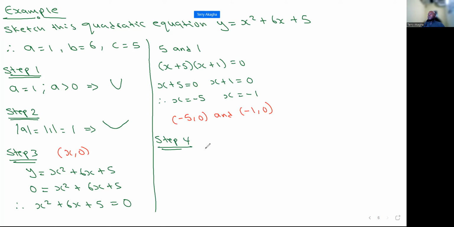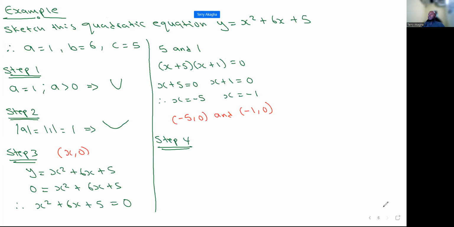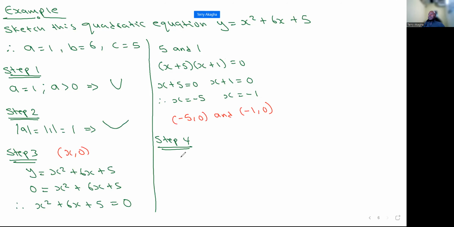Step 4 is that we need to find the y-intercept. Yes, find the y-intercept. So let's find the y-intercept. At y-intercept, what happens? x is equal to 0. So at y-intercept, x is equal to 0, which means anywhere you see x, you're going to put 0. So it's going to be y is equal to 0 squared plus 6 times 0 plus 5. So therefore, y will be equal to 5.